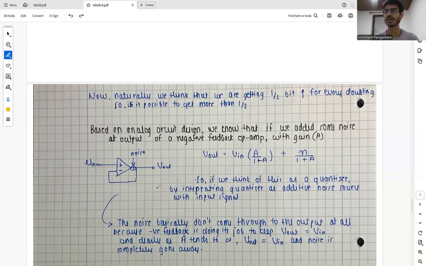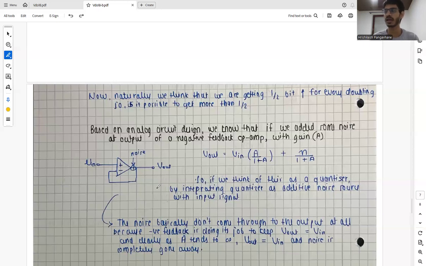So naturally we think that we are getting half a bit of increment in the resolution for every doubling. So is it possible to get more out of it? I mean, doing oversampling is a tough task in itself. If just by doubling the oversampling we are only getting a half bit increment in resolution, is it possible to get more than half a bit by doubling the OSR? Naturally, we can think about it, right?